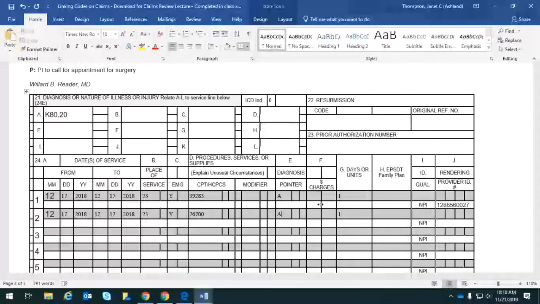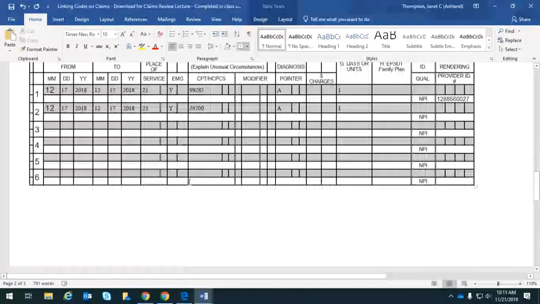And like I said, it could be more than one. You can have more than one diagnosis pointer, but right now we're just keeping it simple. We're just going to focus on one. So, all right, that's our second case study.